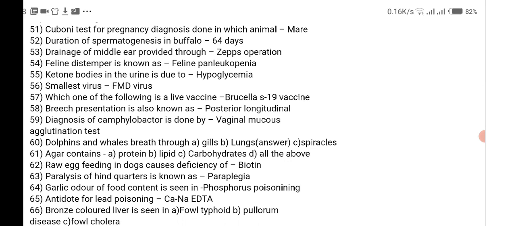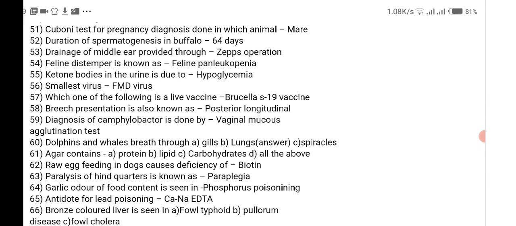Dolphins and whales are mammals and they breathe through lungs. Agar contains protein, lipid, carbohydrate, all of the above, not known. Raw egg feeding in dogs causes deficiency of biotin.